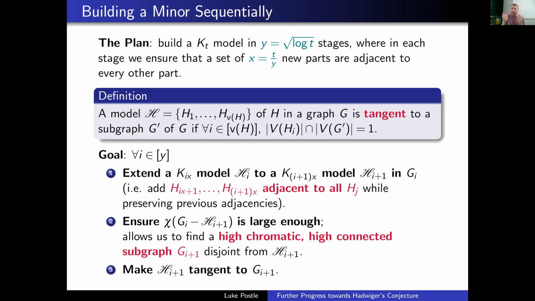And at each step, so we have GI, and we'll still find inside, we'll build a bit of the model, and we'll still find inside this kind of high chromatic, high connected subgraph. We'll get the model there, but not too much there, this tangent idea, and we'll keep going. And we'll do that in the steps. So let me go through, and there are pictures coming for each of these steps, one at a time. So let's go through the first step.